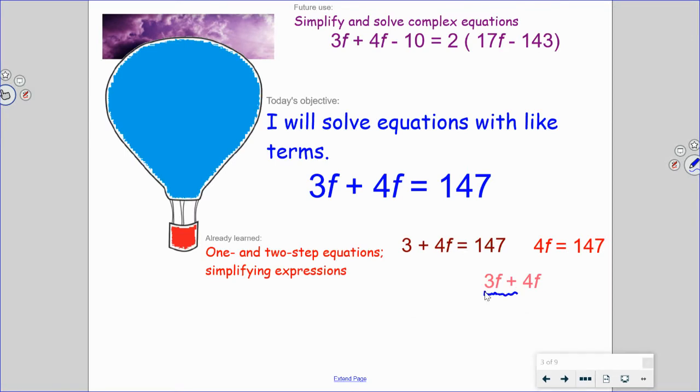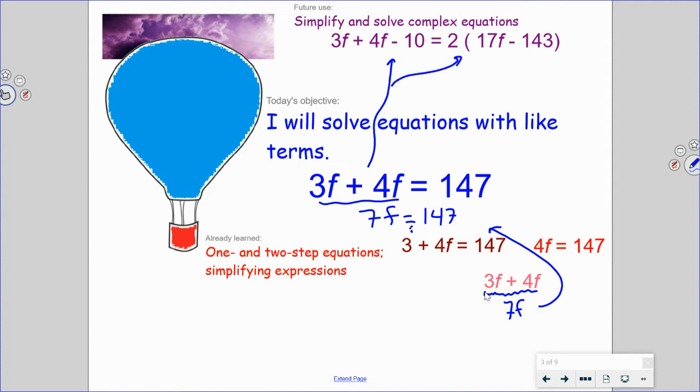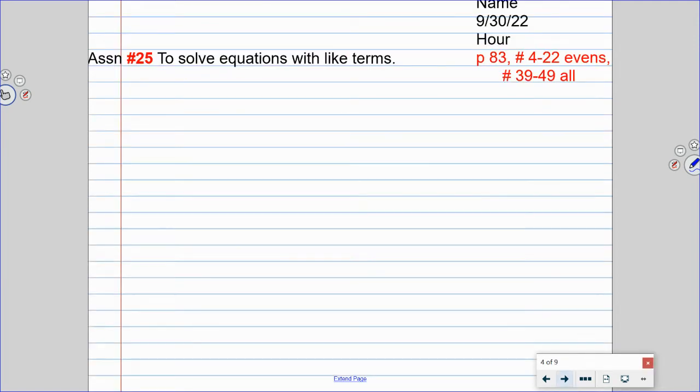Remember what we've been doing the last couple days, using the distributive property to say, look, 3f's and 4f's together make 7f's. So 3f's plus 4f's, we could rewrite it. And from there, we have a one-step equation and we know how to solve it. Now, of course, we're going to continue using simplification with multi-step equations as time goes by. But for today, we're going to stick with solving equations with like terms, just two-step equations.